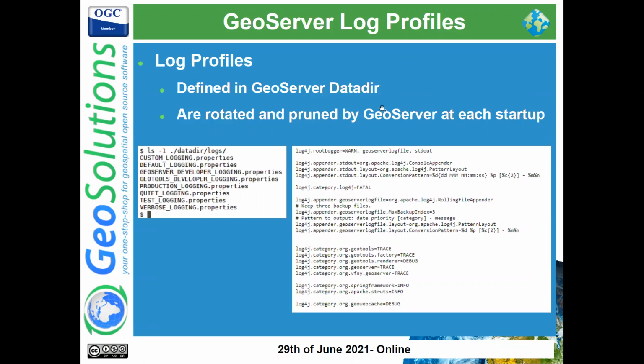So, log profiles. There are a few defined in the default GeoServer data dir. You should pay attention to the log level configured in GeoServer. For production systems, you should be using either the production or quiet logging profiles. The other ones are definitely too verbose for generic use. You may want to consider using the others for debugging purposes.